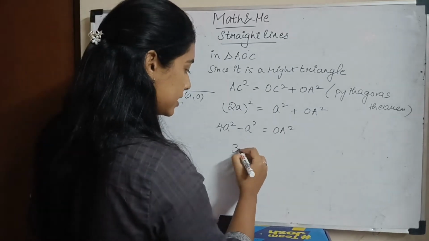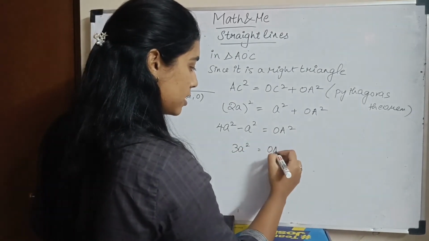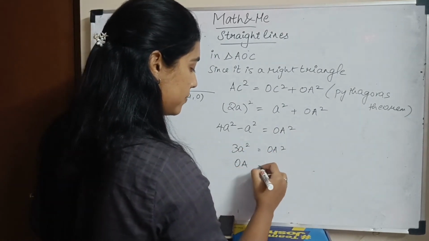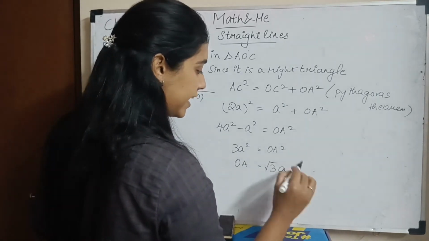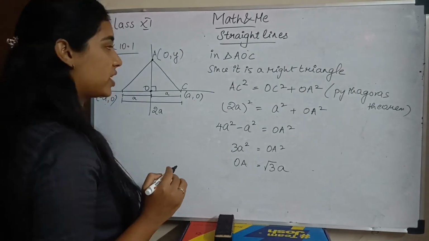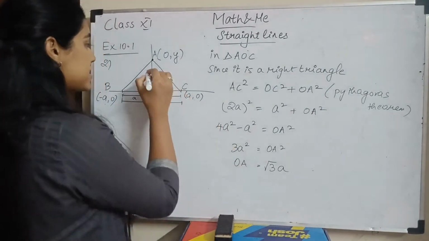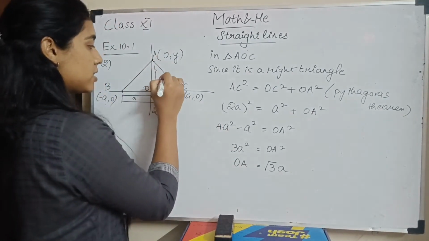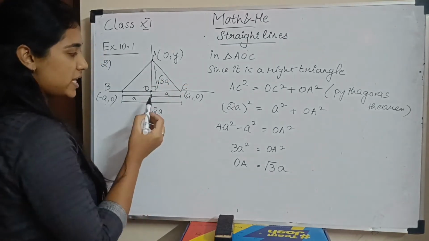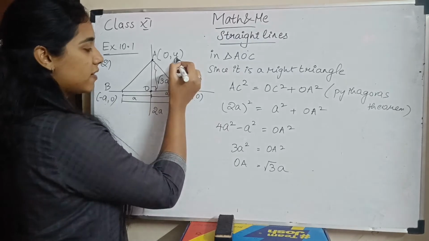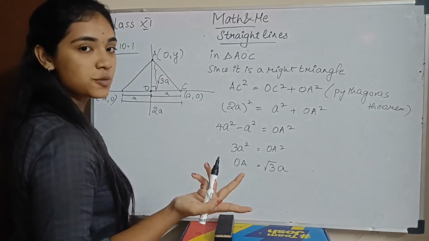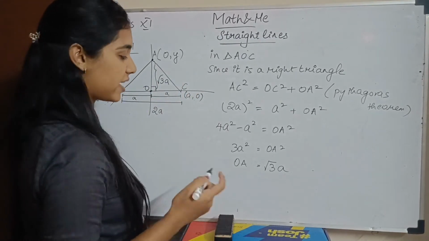You have 3a square equals OA square, meaning OA is root 3 and the a comes out. So it's root 3a. So we know that OA's length is root 3a, which means it is at the distance of root 3a from the origin, which means that the y coordinate is root 3a. So we have found what the third vertex of the triangle is.